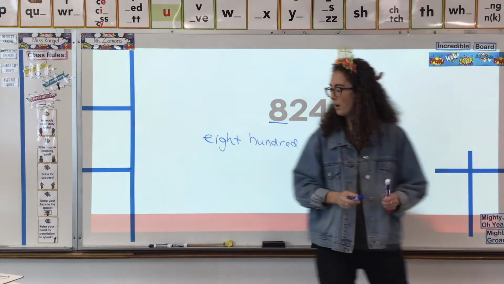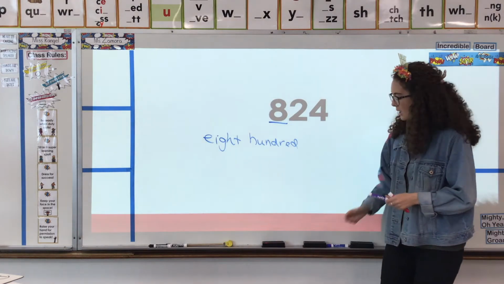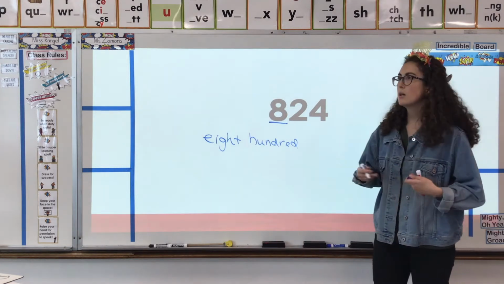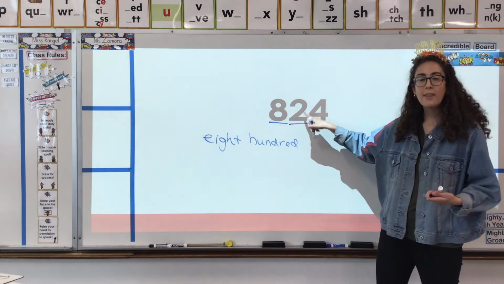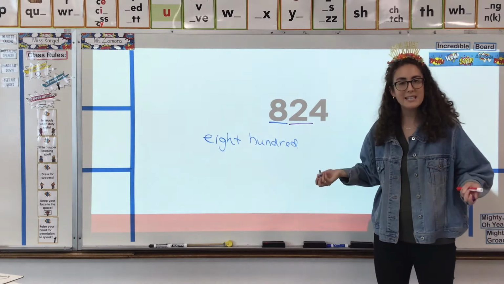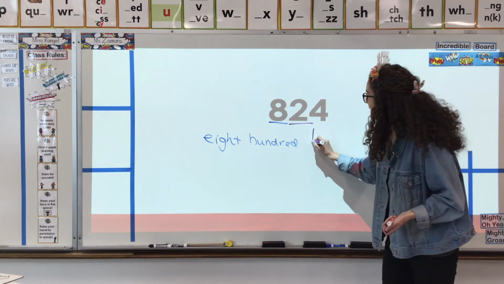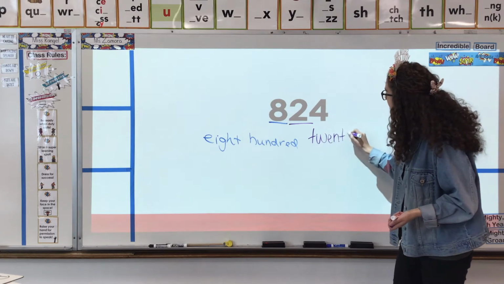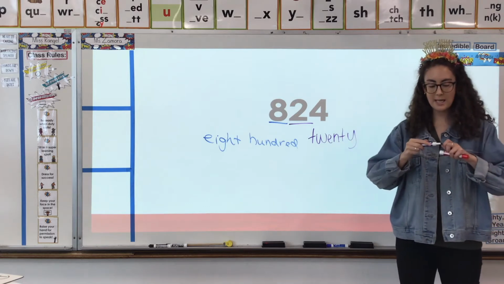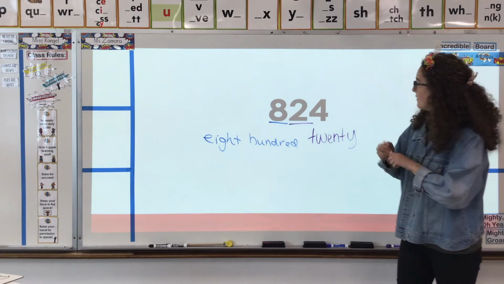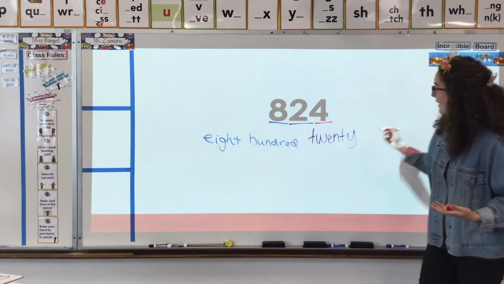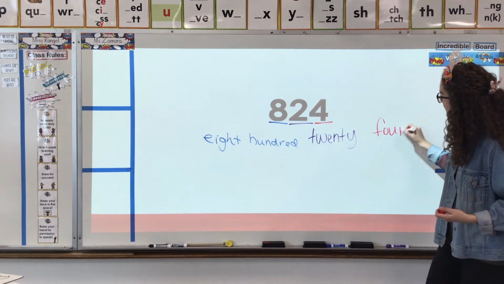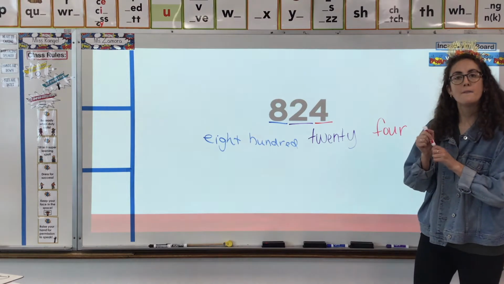And then what about the 2? 820. This 2, the value is 20. We already know that. 820. And then the value of the 4, 4. 824.